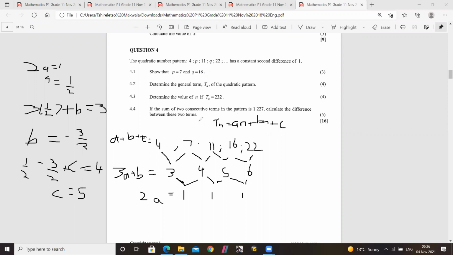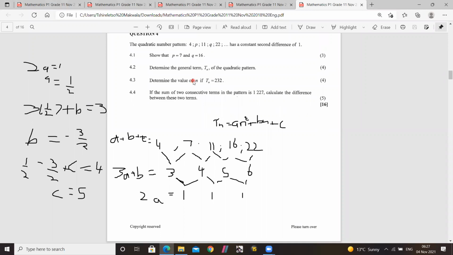So what's the general term for this? Tn is equal to half n squared. This must be squared because it's quadratic. So half n squared plus minus 3 over 2n plus 5. So that's the general form for this pattern here.